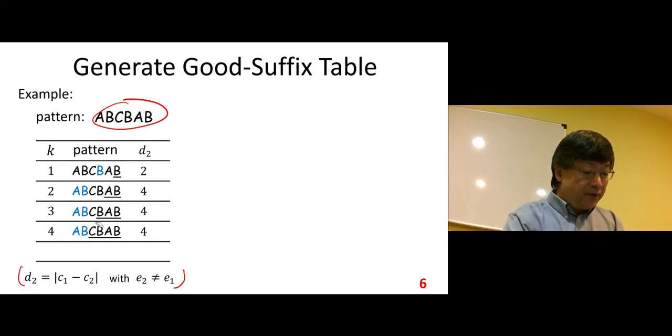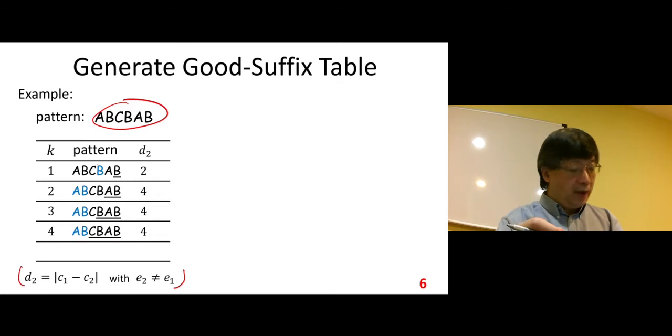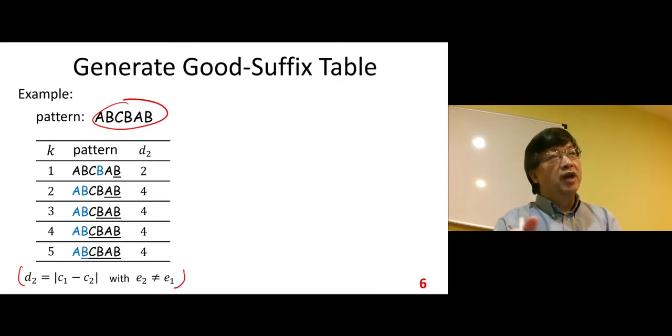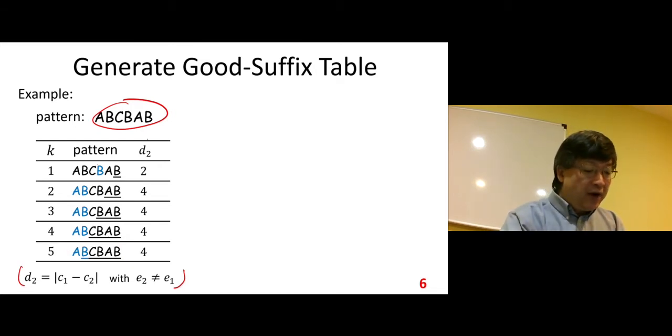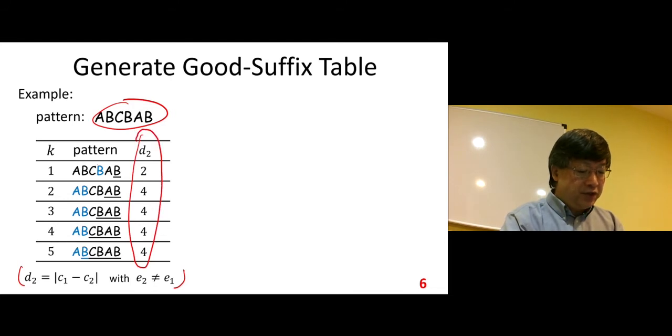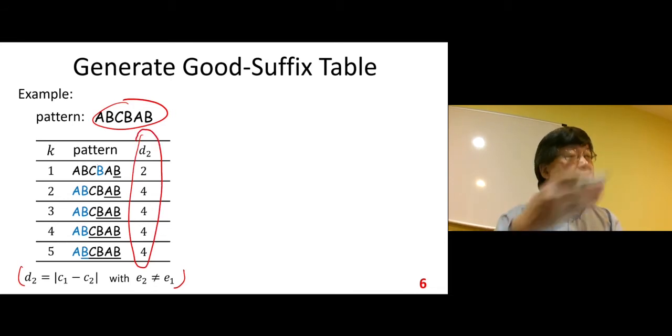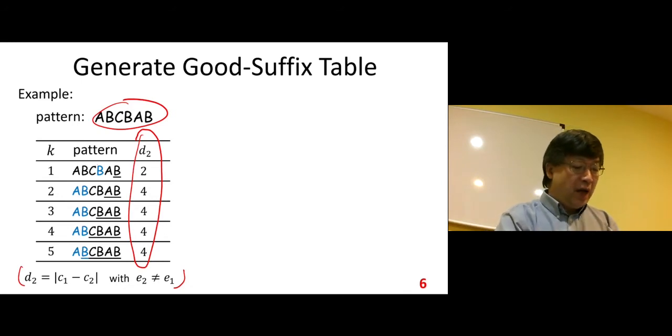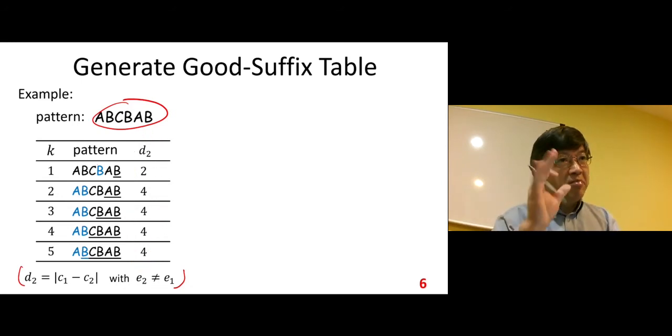So the distance is also 4. The last one, the 5-character suffix, we also match the 5-character suffix. Assume that, then the distance is also 4. So in this way, we calculate the D2 distances. Another table. After that, now we need to combine.